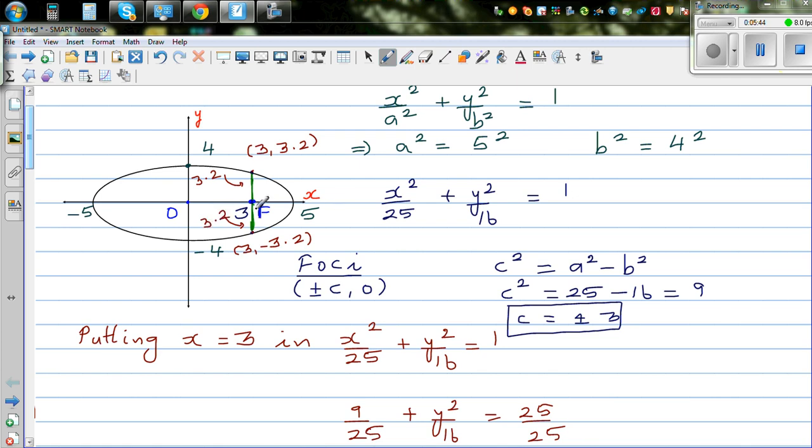So your answer is the height of the chord. I'll write the answer here. The height of the chord passing through the focus would be 3.2 plus 3.2, which is 6.4. Just like that, this is your answer.